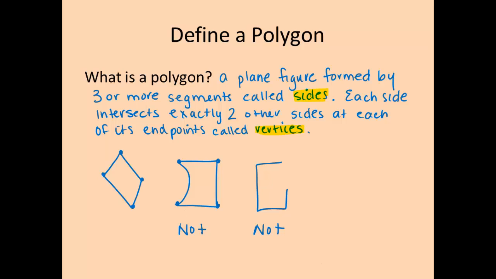Our fourth example is this. This is a polygon. It is closed, nothing is curved, and all of the sides intersect at vertices. This is a polygon.